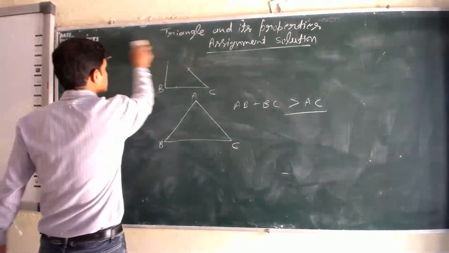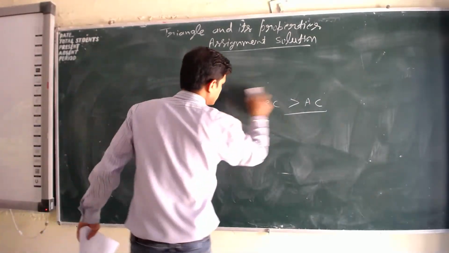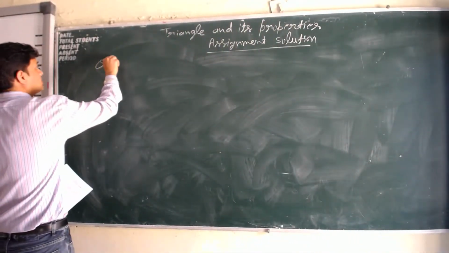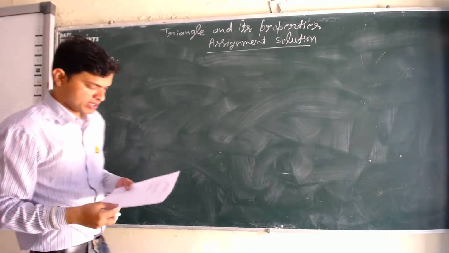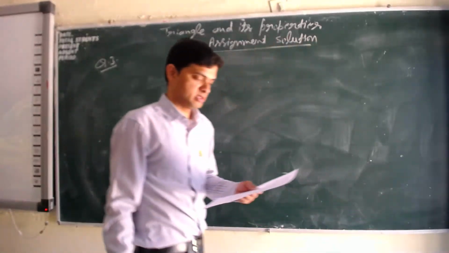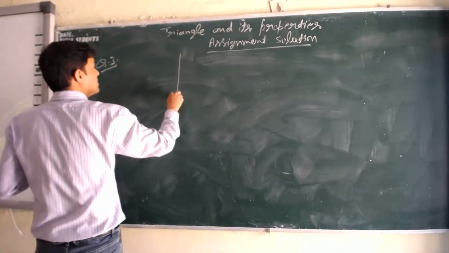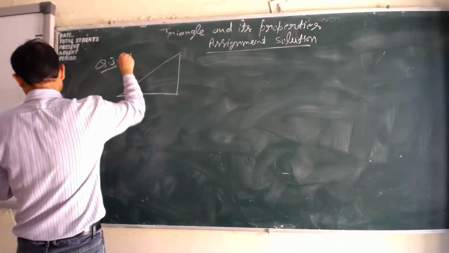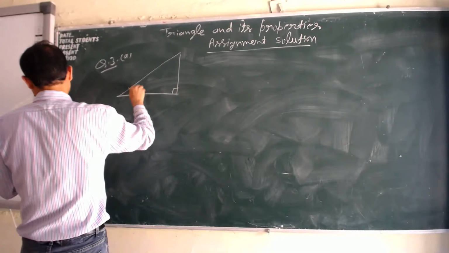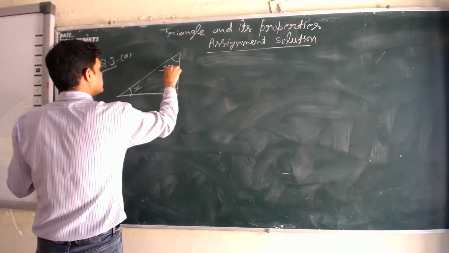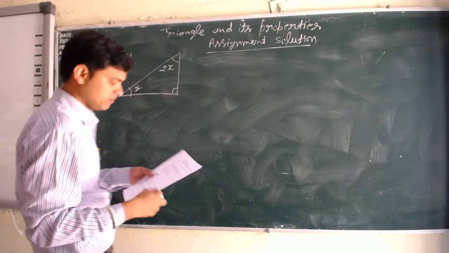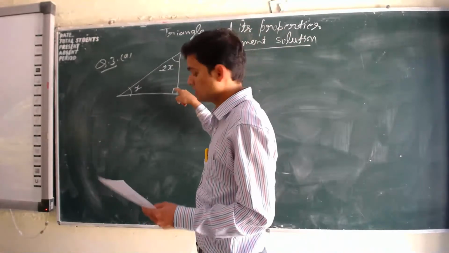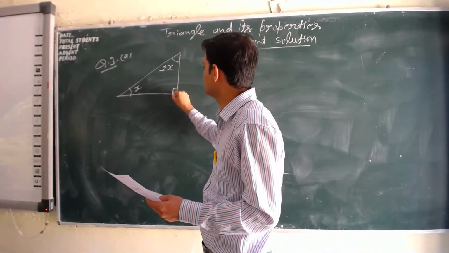Now we will discuss the question number third. Question number third is very simple. Find the unknown angles of the following figures. Okay, we have a figure and we have to calculate the unknown angle. In A part we have this type of figure, and this angle is x and this angle is 2x. Now we have to calculate the value of x and 2x.